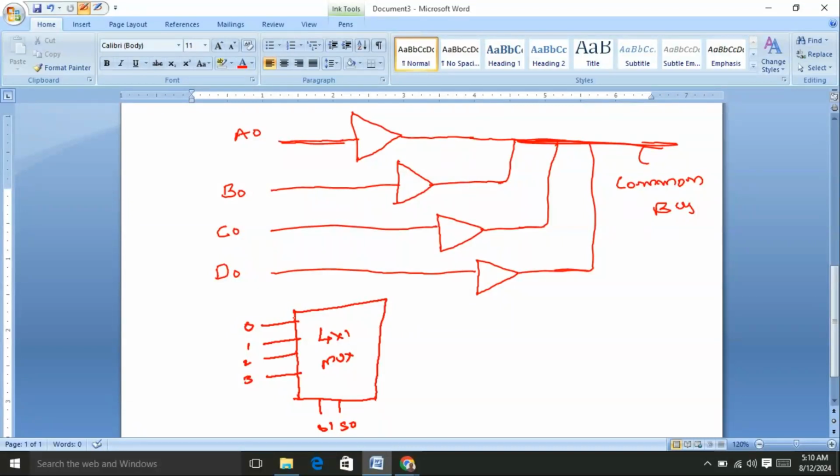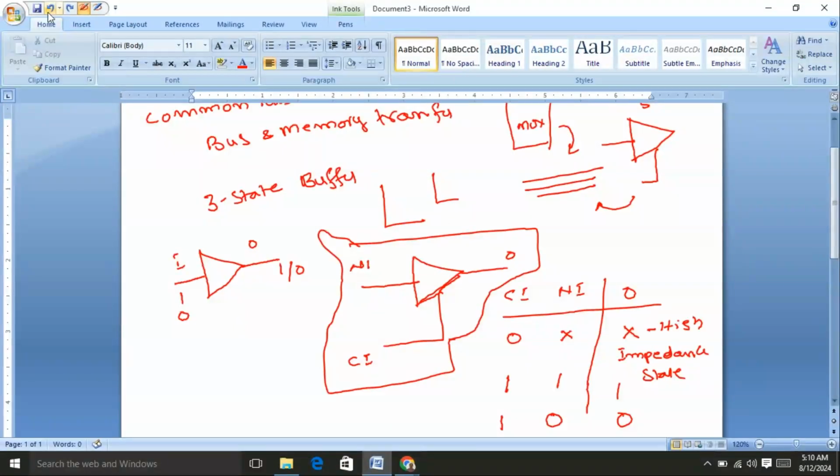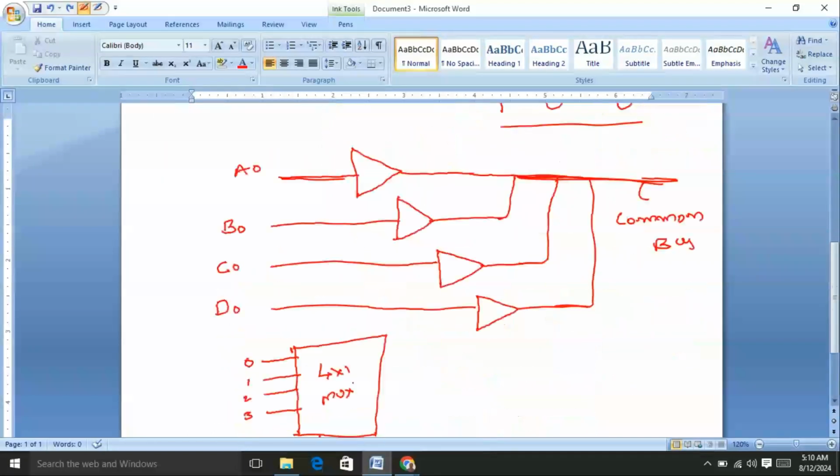Sorry, I am not going to use the multiplexer. I am using the decoder. I'm sorry, I'm using the decoder. Once again I will write this diagram. Sorry, I'm extremely sorry. I'm going to use the decoder, right? Please wait 1 second.